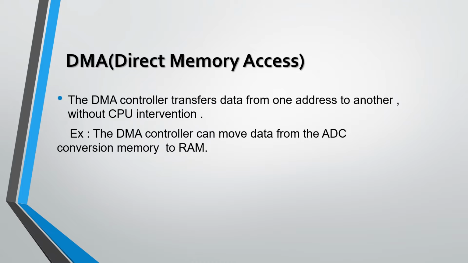First, what is DMA? The DMA is direct memory access. The DMA controller transfers data from one address to another address without CPU intervention. For example, it moves data from ADC conversion memory to RAM memory and moves data from RAM memory to DAC conversion. It moves a message to USCI. The devices that contain a DMA controller may have 1, 2 or 3 DMA channels available.